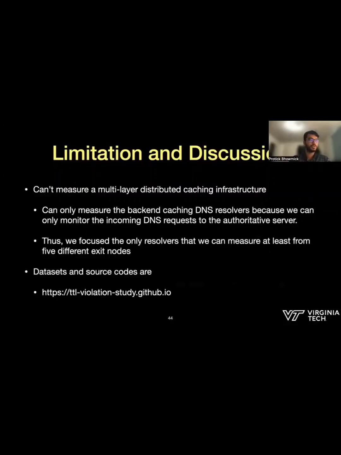First of all, one major limitation of our study is that we can't really probe into the multi-layered caching architecture of DNS, because we can only monitor the egress IPs that query our authoritative server. But there could be multiple other DNS resolvers that lie behind those egress IPs. There could be multiple layers, including the ingress IPs that actually take the queries from the clients themselves. We really can't probe into the caching architecture of those DNS resolvers. That's a major limitation of our work.